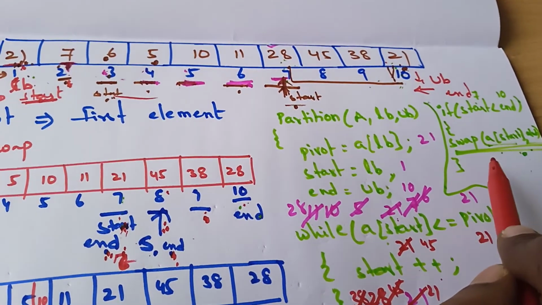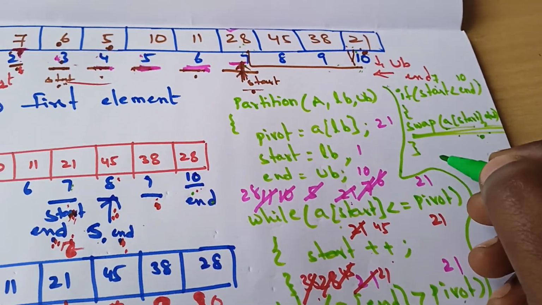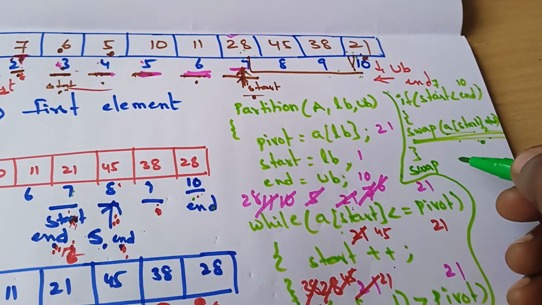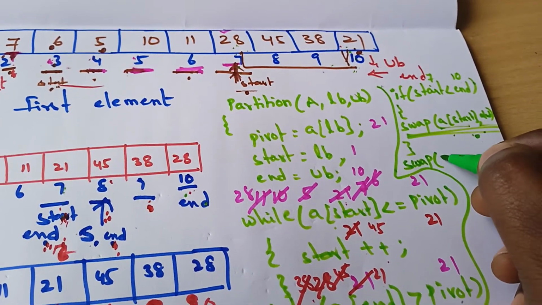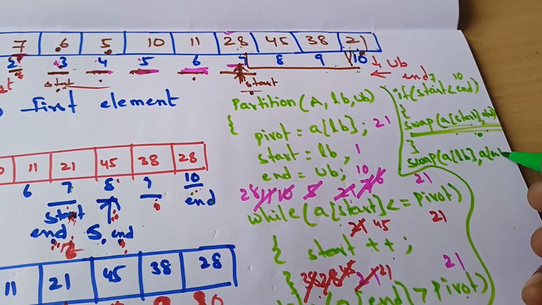Now swap will not be done. Then what will be done? What will be done is, we will swap a of lower bound comma a of end.